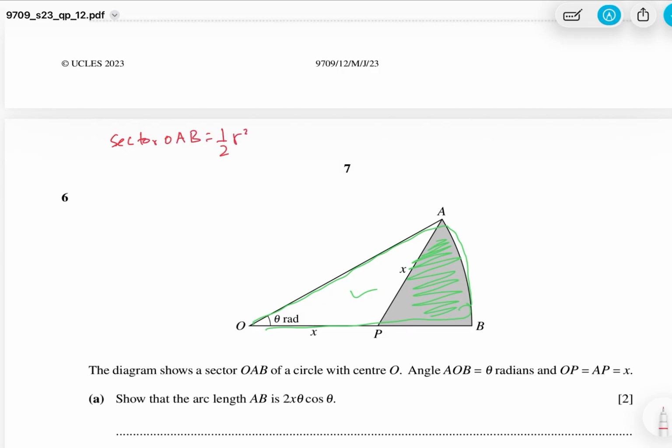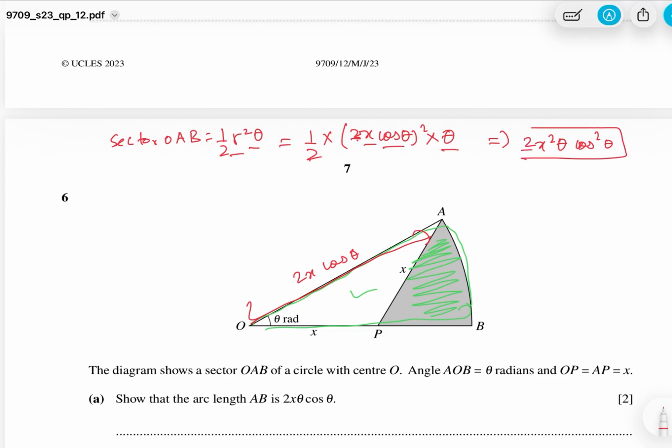What is the formula for area? Half r square theta. That would give us half times, what was the radius? 2x cos theta. So it would be 2x cos theta square times theta. Yes or no? This is the formula. So we will get the area as 2x square theta cos square theta. See, 2 square will be 4. It will be cancelled, so 2 will remain. And x square cos square theta. So this is the final answer for sector OAB.